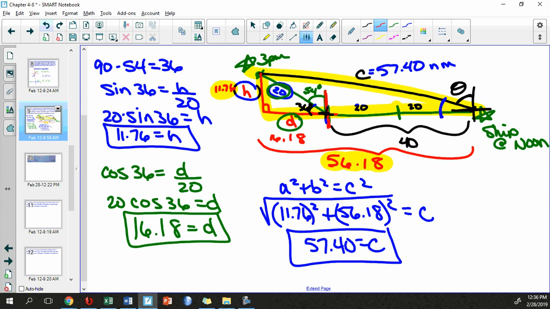Well, that angle, I have a side here and a side here, and I know that side. So what trig function would you like to utilize? Any of them. Pick one. Sine. So the sine of theta is going to be equal to the opposite, which is 11.76, divided by 57.40. How do I find theta? How do I get rid of that sine? Arcsine, very good. So theta is equal to the sine inverse of 11.76 over 57.40.